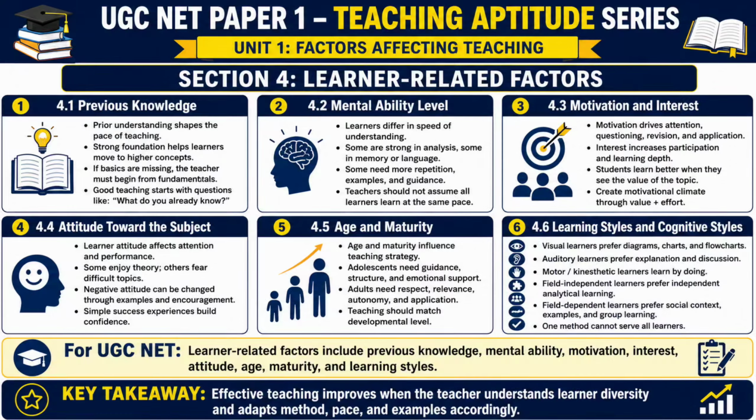4.5 Age and maturity. Age and maturity influence teaching. Adolescent learners need guidance, structure, and emotional support. Adult learners need respect, relevance, autonomy, and application. The adult learner material explains that adults are self-directed, experience-rich, practical, goal-oriented, relevance-oriented, and internally motivated.